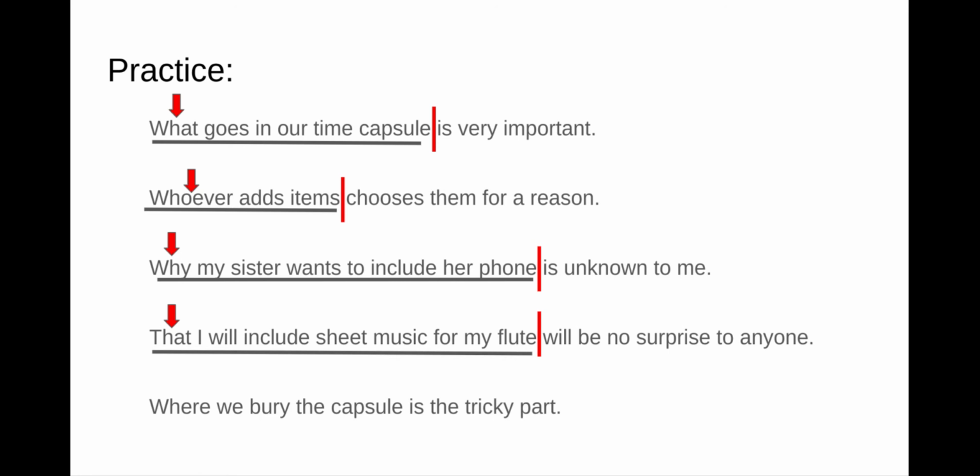So let's test this one though. Will be no surprise to anyone. What will be no surprise to anyone? That I will include sheet music for my flute. Now, some of you may ask, do I need for my flute as part of the clause? Absolutely you do, because for my flute is a modifier, so it is part of that clause. It has to be included, so make sure you go all the way to the main verb.